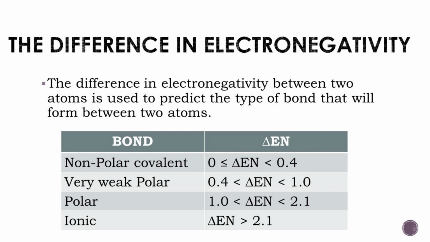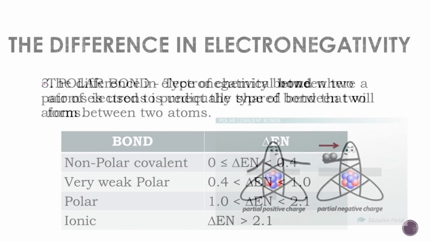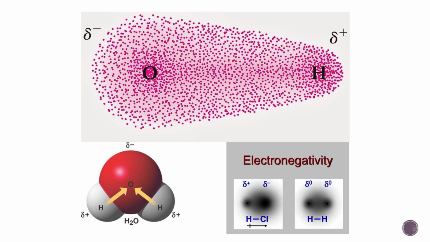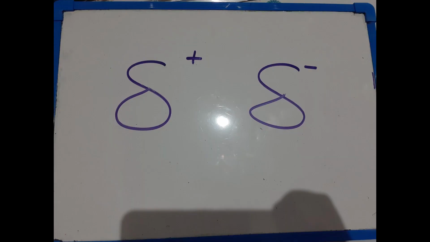A polar bond is when the pair of electrons are unequally shared, resulting in one side being partially negative and one side being partially positive. We talk about this partial positive and partial negative as being sigma positive and sigma negative. The positive side is considered so mostly because there is an absence of electrons, and the negative side because there is a whole gathering of electrons.